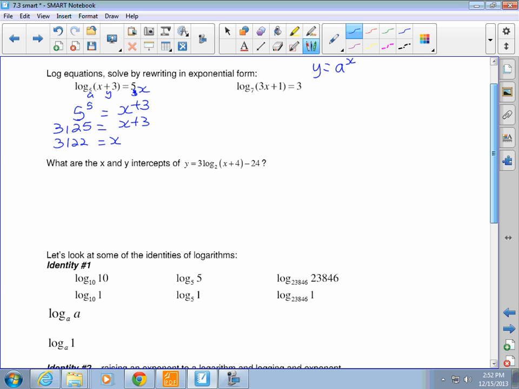So log base 7 of 3x plus 1 is equal to 3. Here's my a, here's my y, here's my x. So 7 cubed is equal to 3x plus 1. 7 cubed is 343. 3x plus 1. Subtract 1, so 342 is equal to 3x. Divide by 3. 114 is equal to x.